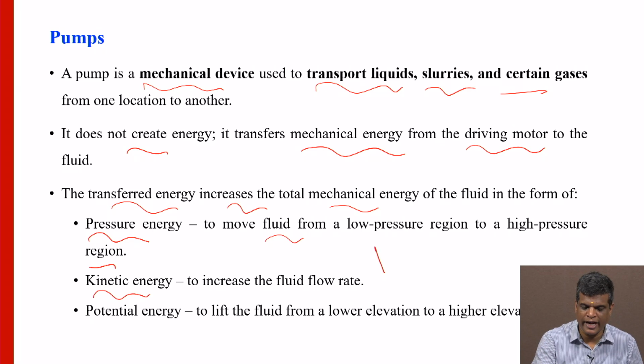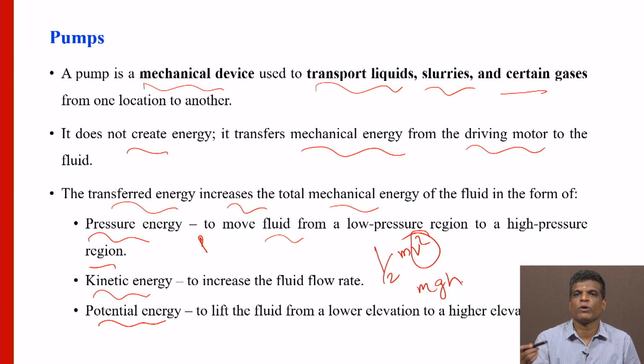Kinetic energy is to increase the fluid flow rate, that is, increasing velocity. Normally we write kinetic energy as 1/2 mv squared. So if we want to increase the velocity, we use kinetic energy here. The pressure energy, the P. The potential energy, normally we call it mgh. Based on lifting the fluid from a lower elevation to a higher elevation, there is a height difference, and this energy is involved here. That's called potential energy.